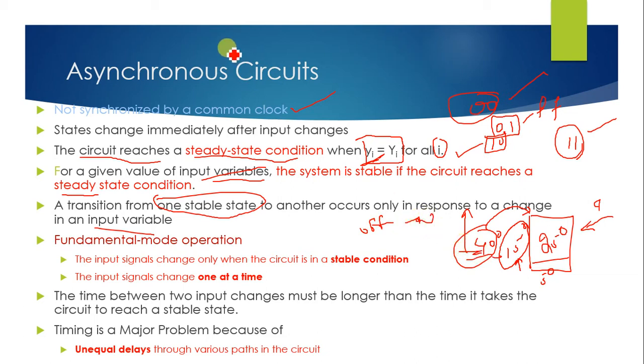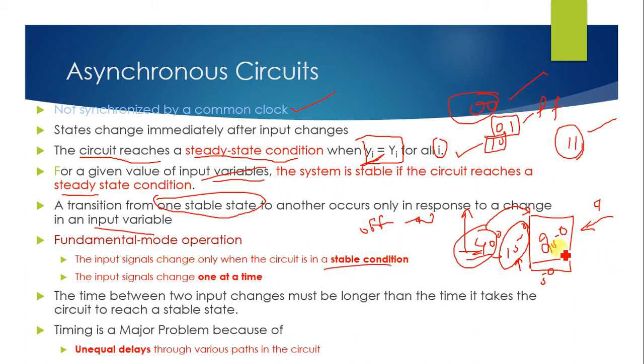Similarly, in asynchronous circuits, if the input variable changes, a transition will happen. Very simple fundamental logic. So for the fundamental mode of operation, we have two basic points. First, the input signal changes only when the circuit is in a stable condition.